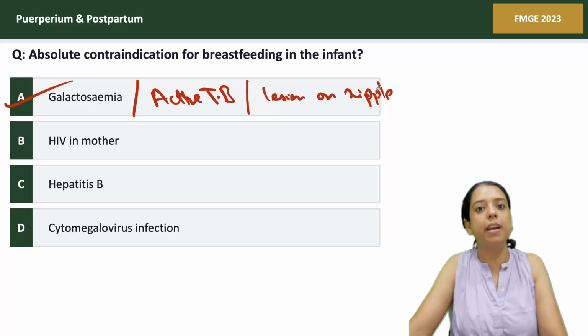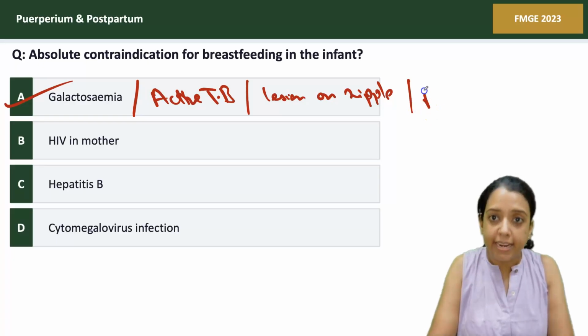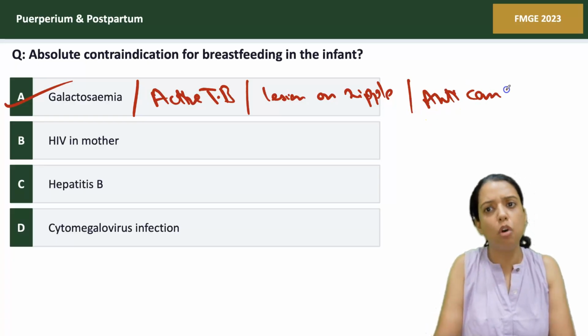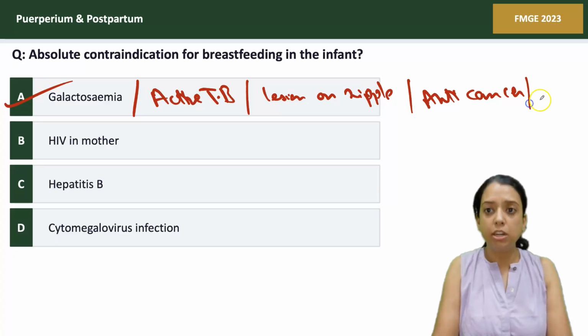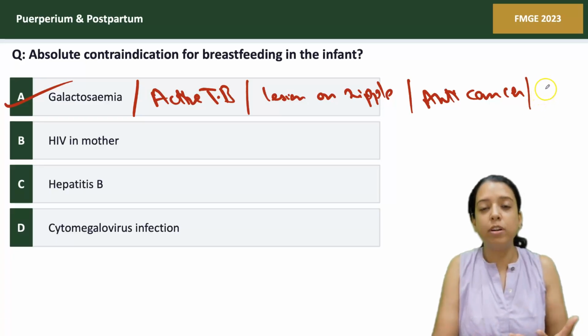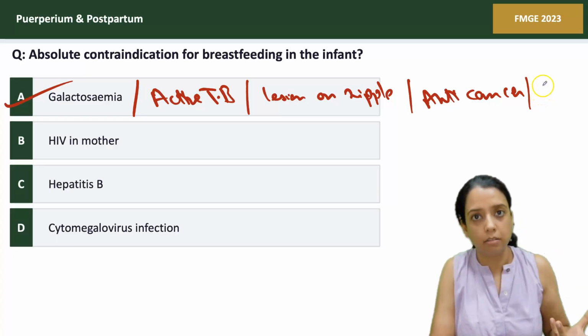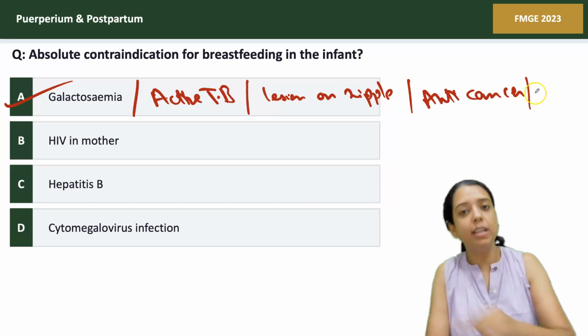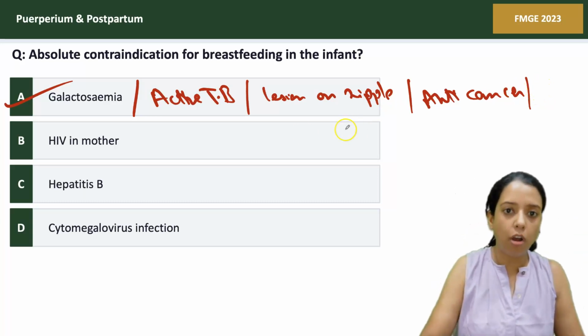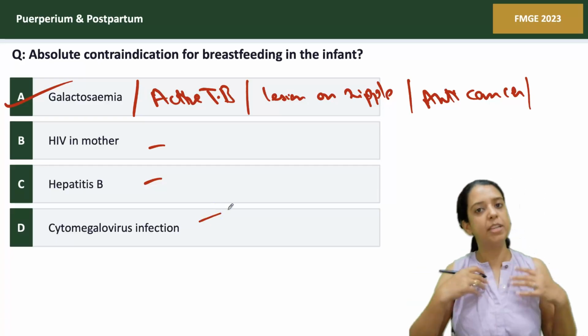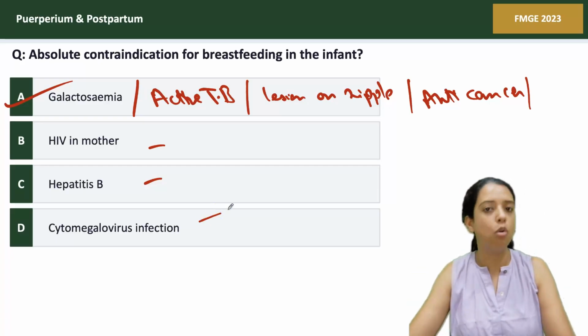Okay, these are the only very few: patients on anti-cancer drugs. Very few contraindications. Patient taking some recreational drugs, patient taking cocaine. All these are contraindications. In all other infections, the patient should breastfeed her baby. There is no problem.